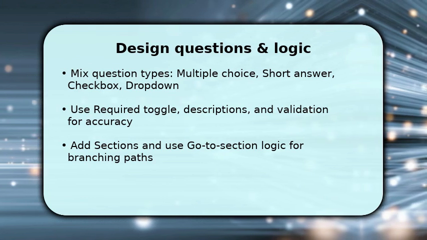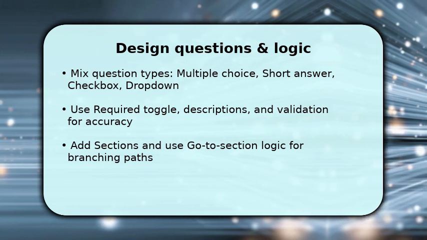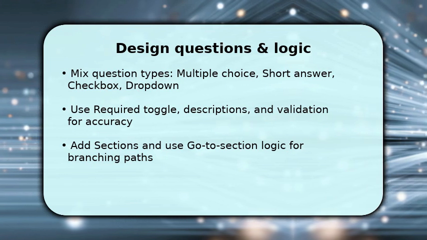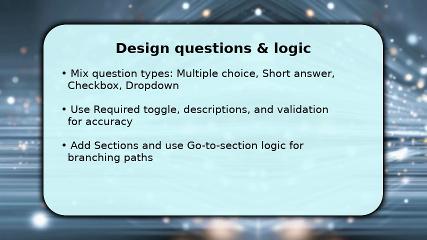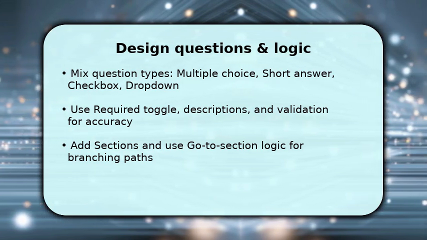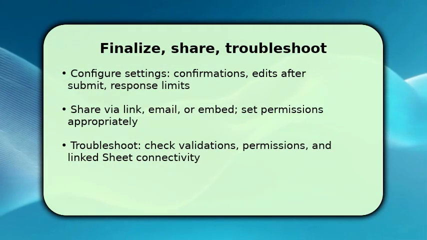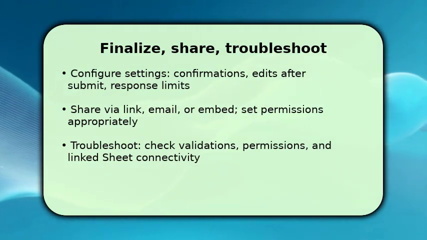Split the form into sections to reduce cognitive load and implement go-to-section logic when you need branching paths based on answers. Once done, preview the form to test every branch and validation, because real user testing often reveals phrasing or logic errors you missed. Finish by configuring confirmation messages, whether respondents can edit after submit, and response collection options.